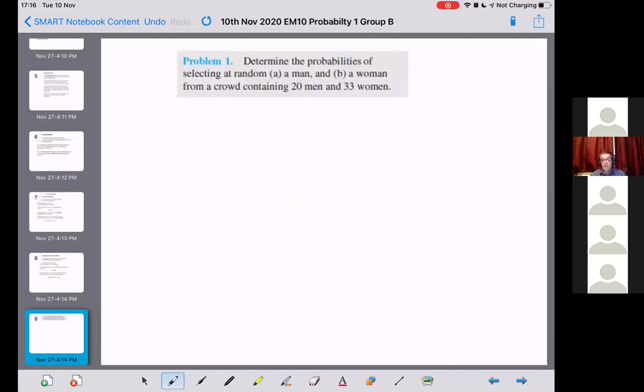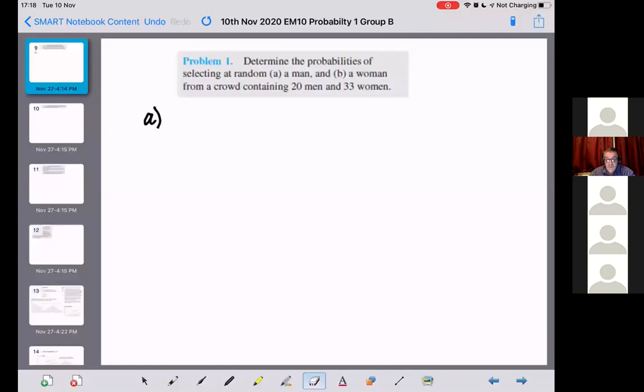So have a go at that then. Determine the probabilities of selecting at random A, a man, and B, a woman, from a crowd containing 20 men and 33 women. Probability of a man, we'll call that PM.